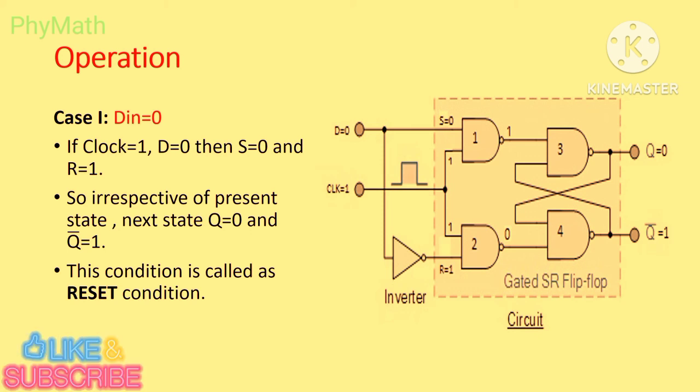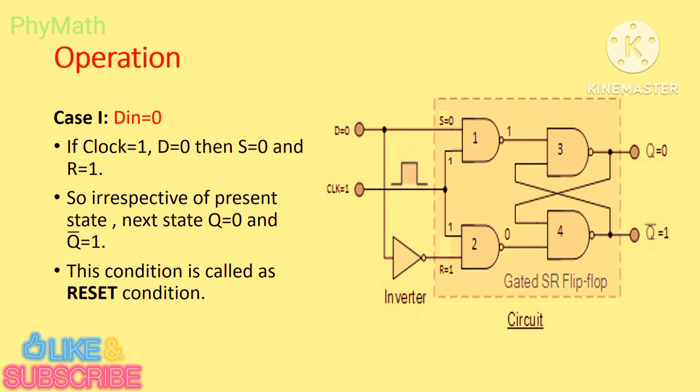So the input to the first NAND gate, that is NAND gate 1, is 0 and 1, as S equals 0 and clock equals 1. So the output of the first NAND gate will be 1, because as per the truth table of a NAND gate, if any one input is low or 0, then the output will be high. Similarly, the input to the second NAND gate is 1 and 1, so the output of the second NAND gate is 0.